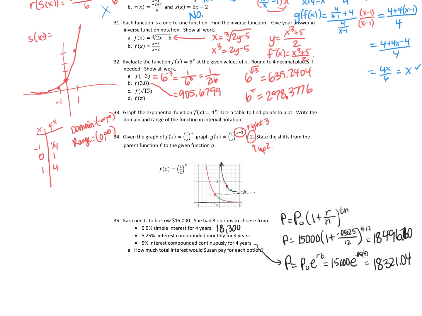And I get 18,321.04. And so for each one, the interest for that first one was 3,300. For the second one, the amount of interest was 3,496.70. And for this one, the interest was 3,321.04. And so those are the interests for each one.